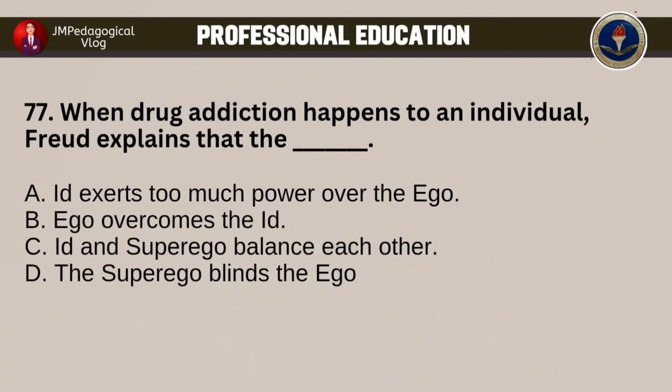77. When drug addiction happens to an individual, Freud explains that: A. The id exerts too much power over the ego. B. The ego overcomes the id. C. The id and superego balance each other. D. The superego blinds the ego. A. The id exerts too much power over the ego.